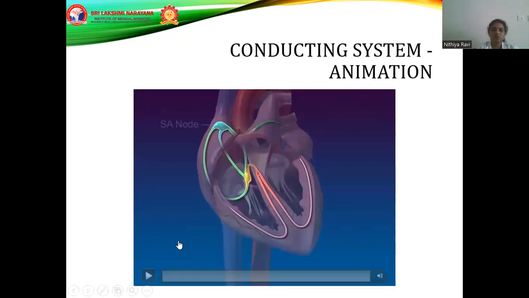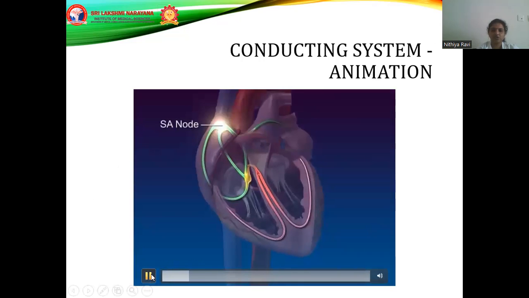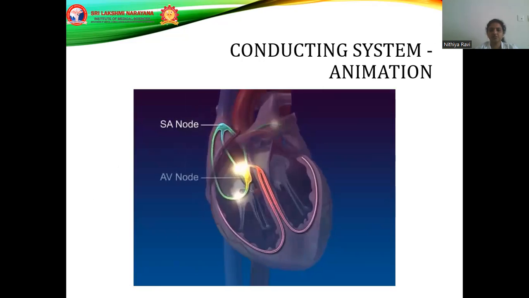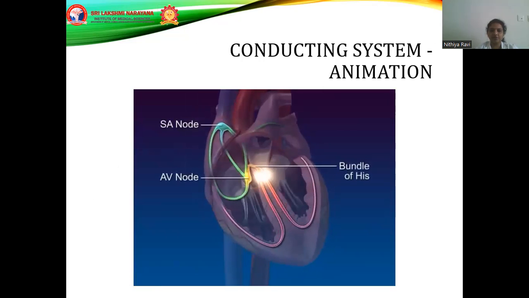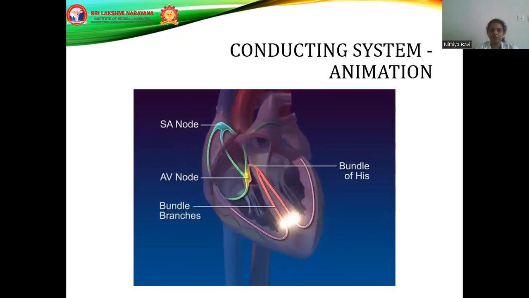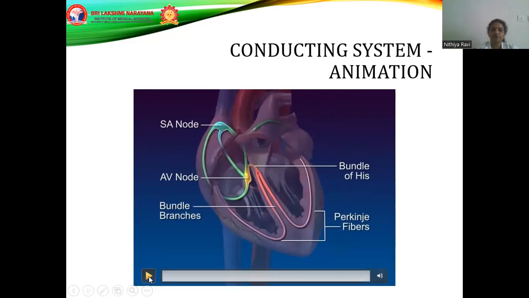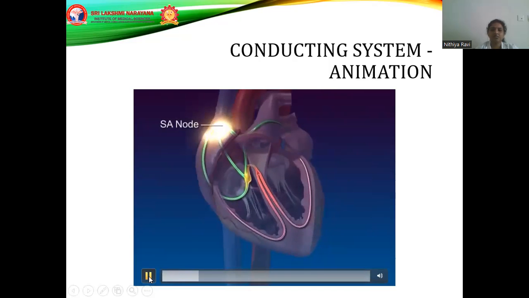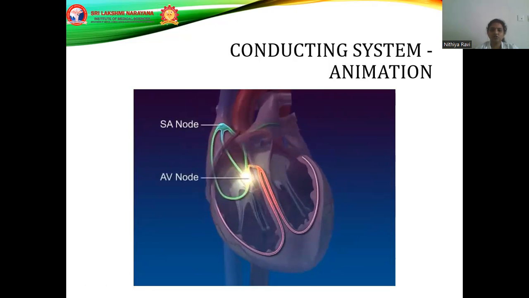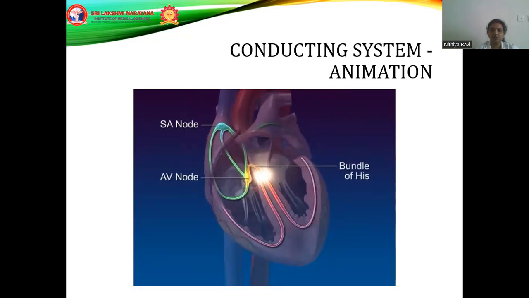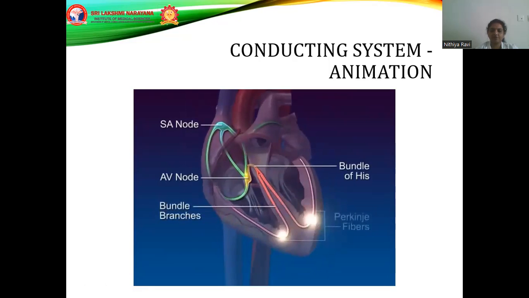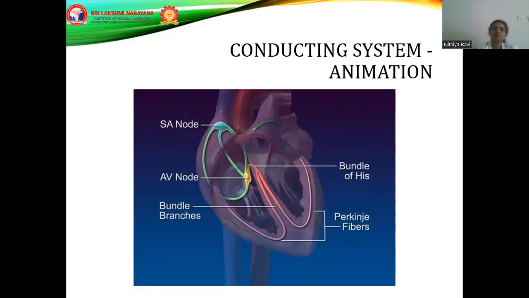So a small video to explain the conducting system. You can see that the SA node generates the impulses, and these impulses are carried to the AV node and from the AV node to the bundle of His and the bundle branches, the right and the left bundle branches, and then to the Purkinje cells. And finally, it reaches the base of the heart. So once again, SA node, AV node, then the bundle, and then the left and right branches, and the Purkinje fibers.